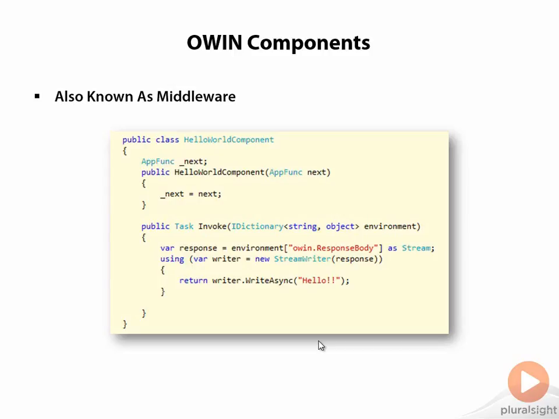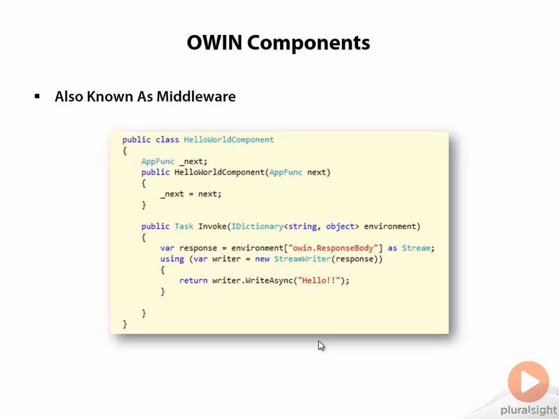Now we've written a low-level OWIN component, which is also called middleware. It's called middleware because it sits in the middle of a processing pipeline, and there might be components ahead of it in the pipeline, and there might be components afterwards. Our component didn't care about later components. It simply wrote out a response and returned a task without calling into later components. But we'll write a real component shortly that does act more like middleware.